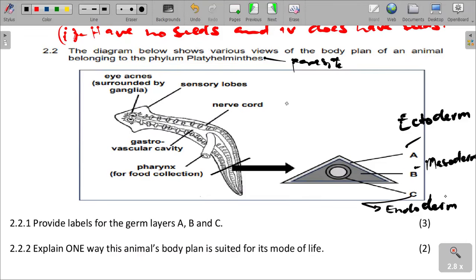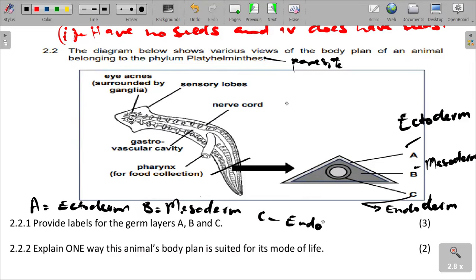Those are the three layers that we are given there. A is the ecto, and then we say B is the meso, and then we have C, which we say is the endoderm.